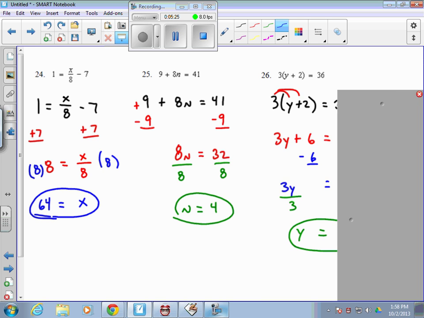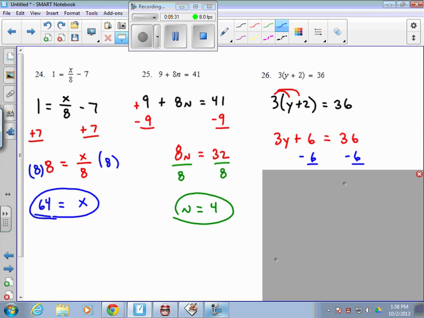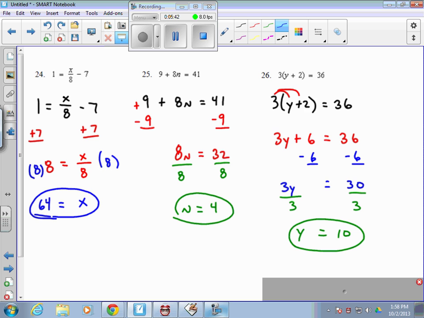Distribute 3 times y and get 3y, and 3 times 2 and get 6. So 3y plus 6 equals 36. Cancel out plus 6 by subtracting it on both sides. 3y equals 30. Then divide by 3 to cancel out 3 times y, and y's value equals 10.